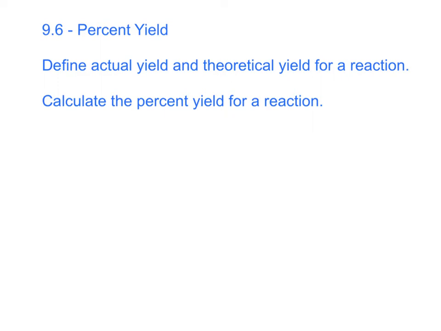Hello chemistry students, this is the final lesson in Unit 9 where we're going to take a look at percent yield. So the goals for this lesson would be to define the actual yield and the theoretical yield for a reaction, and then to calculate the percent yield for a reaction given the starting amounts of reactants and the amount of product collected. So let's get started with the lesson.